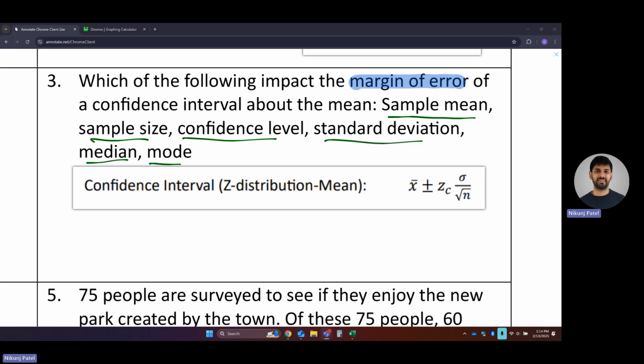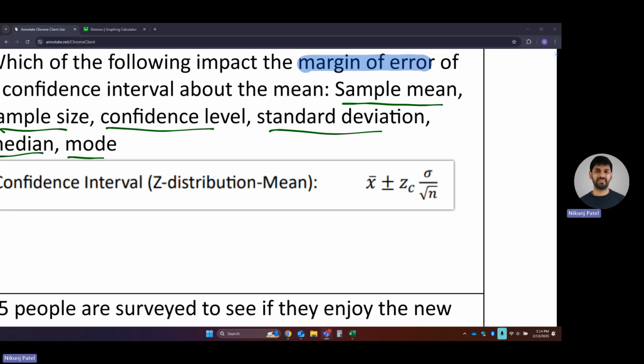Now, the margin of error is part of this formula right here. It's this part after the plus minus. You use this to do a confidence interval, but the margin of error is just the second piece right here. And so what impacts this formula is each of these 3 items right here.